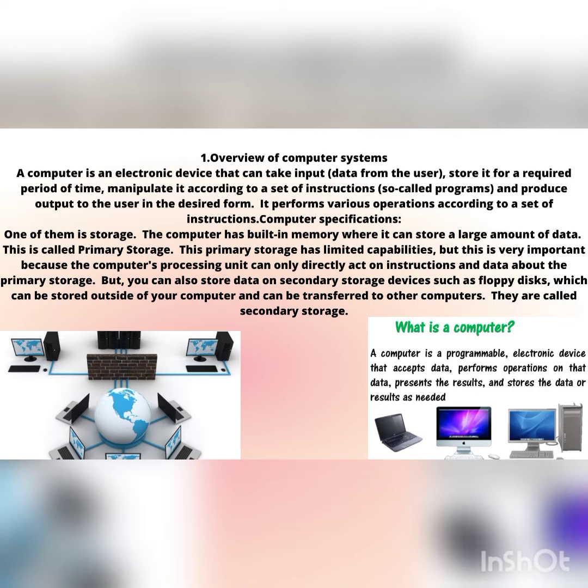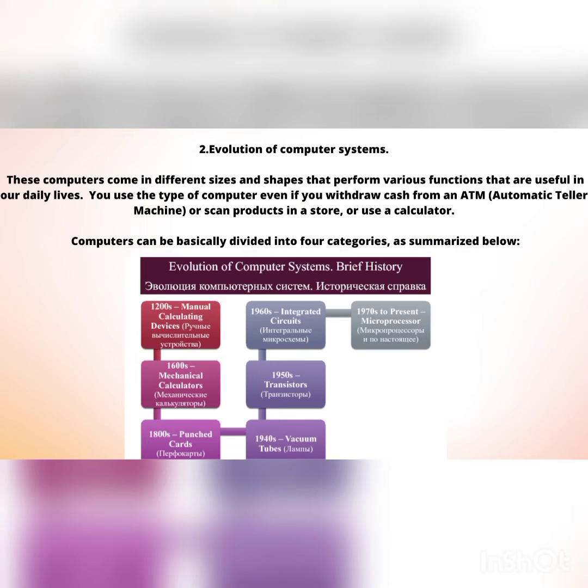The primary storage has limited capabilities, but it is very important because the computer's processing unit can only directly act on instructions and data in the primary storage. But you can also store data on secondary storage devices such as floppy disks, which can be stored outside of your computer and can be transferred to other computers. They are called secondary storage. Second, evolution of computer systems.